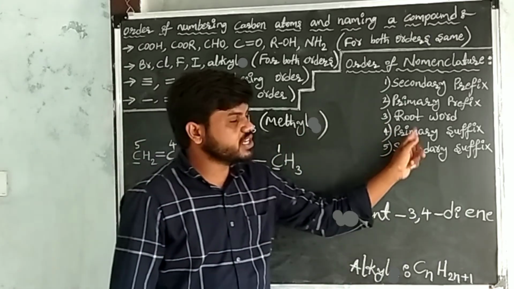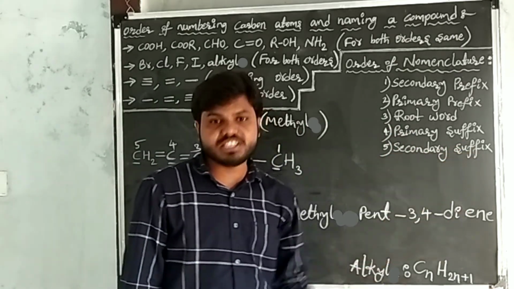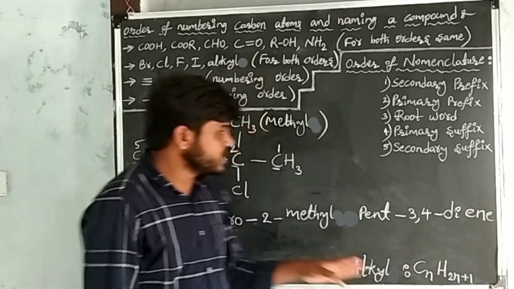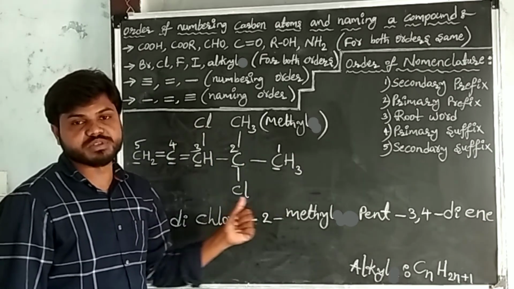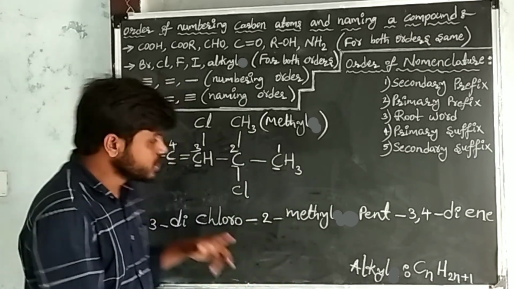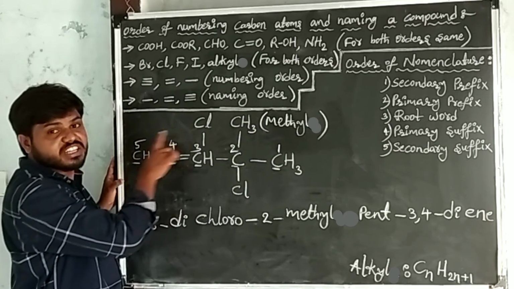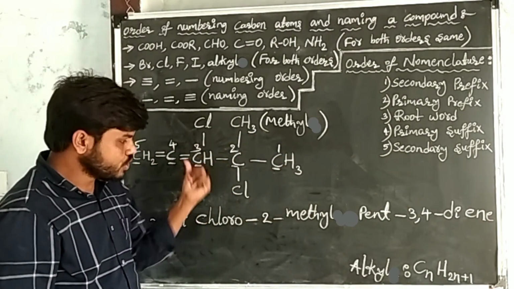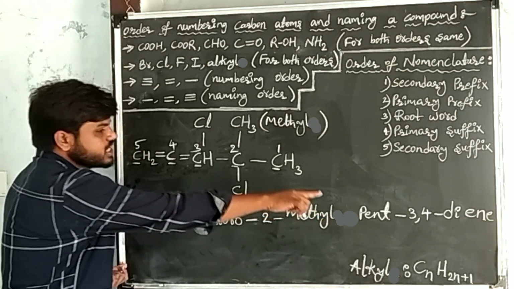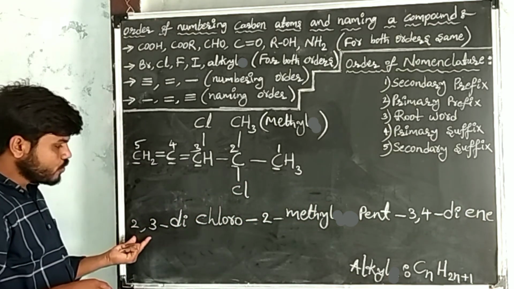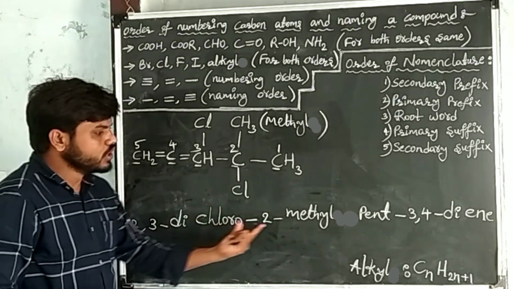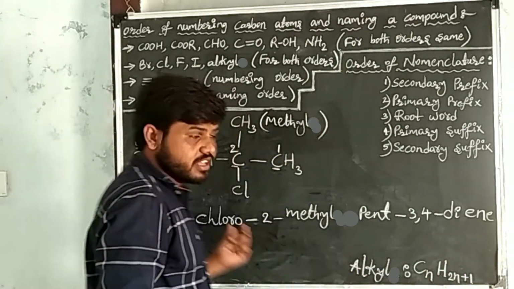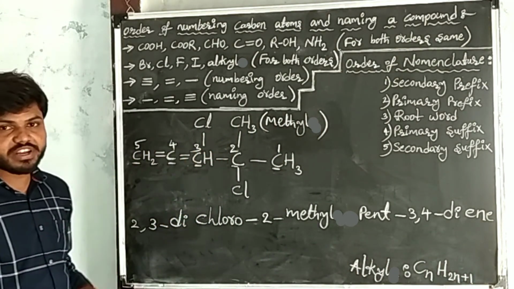After writing the primary suffix, go to the secondary suffix. Here the secondary suffixes are functional groups. Functional groups are not present in the given compound. So this is our required IUPAC name of the given compound: 2,3-dichloro-2-methylpent-3,4-diene.